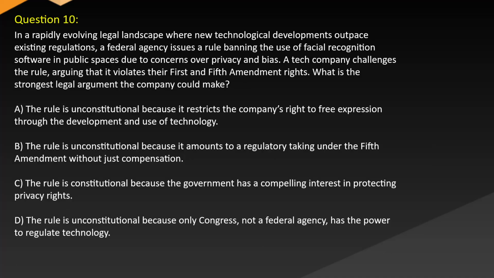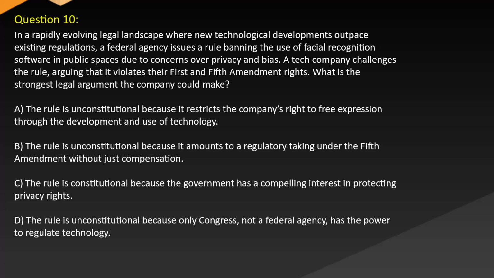Question 10. In a rapidly evolving legal landscape where new technological developments outpace existing regulations, a federal agency issues a rule banning the use of facial recognition software in public spaces due to concerns over privacy and bias. A tech company challenges the rule, arguing that it violates their First and Fifth Amendment rights. What is the strongest legal argument the company could make?